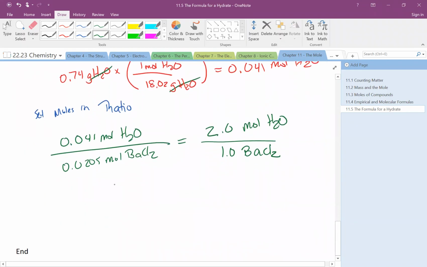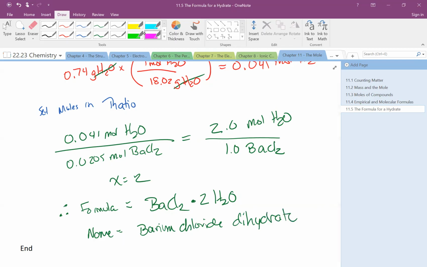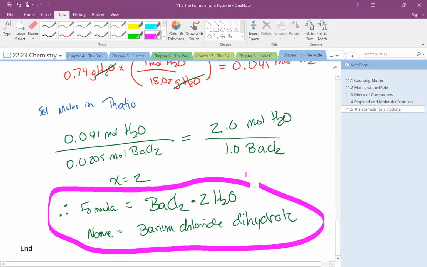Excellent. So I could say x equals 2 then, which means my formula, therefore, is BaCl2 dot 2 H2O. And my name would be barium chloride dihydrate. And this would be my answer for what the formula is with that coefficient and what the name would be for the species.